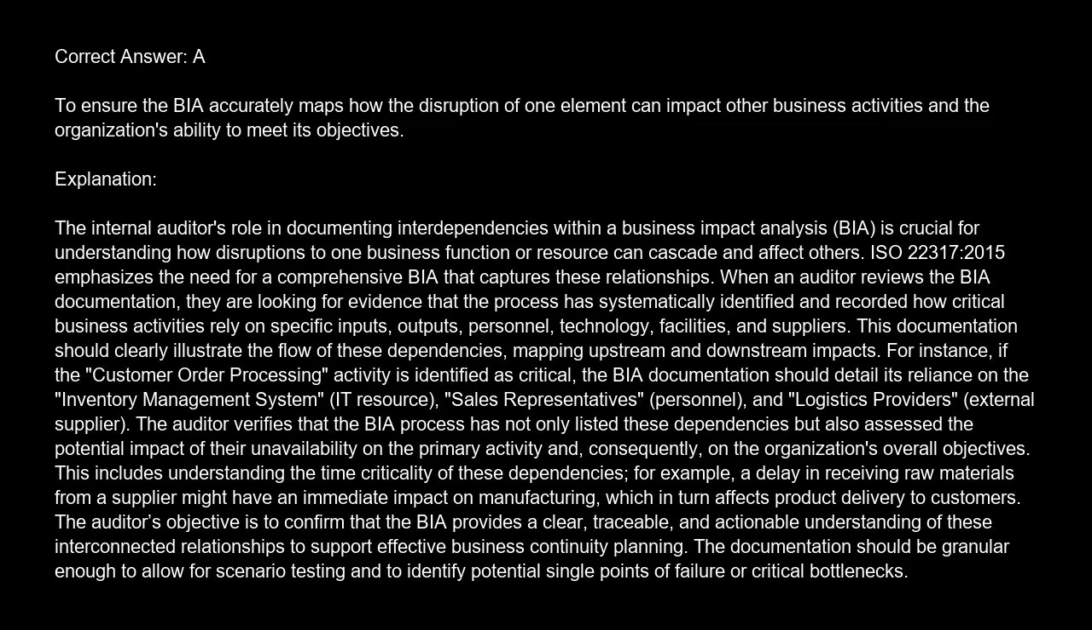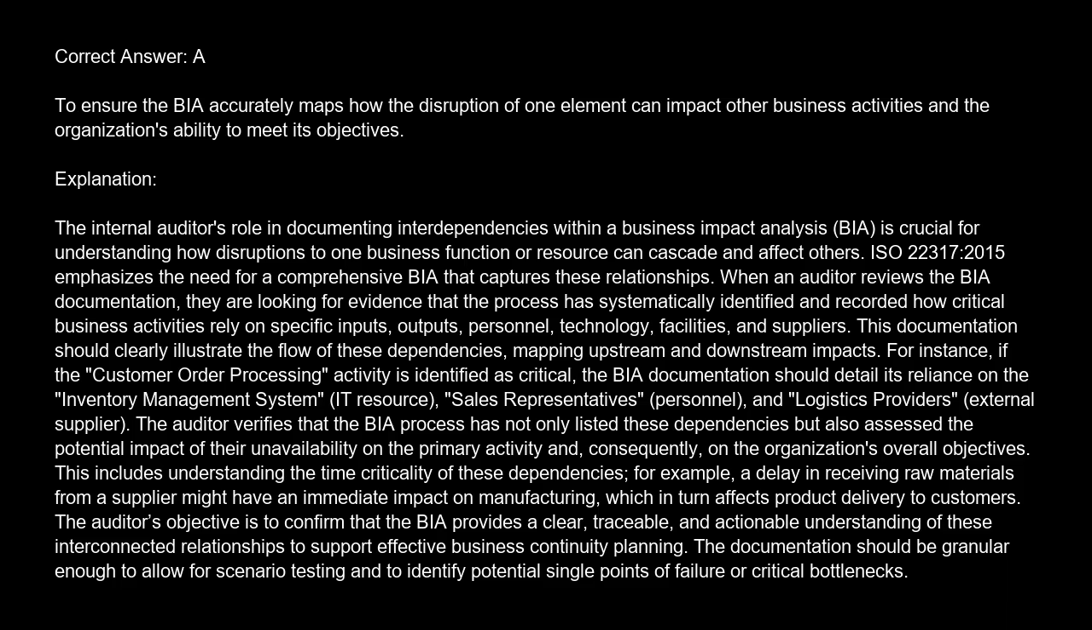The correct answer is A. To ensure the BIA accurately maps how the disruption of one element can impact other business activities and the organization's ability to meet its objectives. Explanation: the internal auditor's role in documenting interdependencies within a business impact analysis, BIA, is crucial for understanding how disruptions to one business function or resource can cascade and affect others.